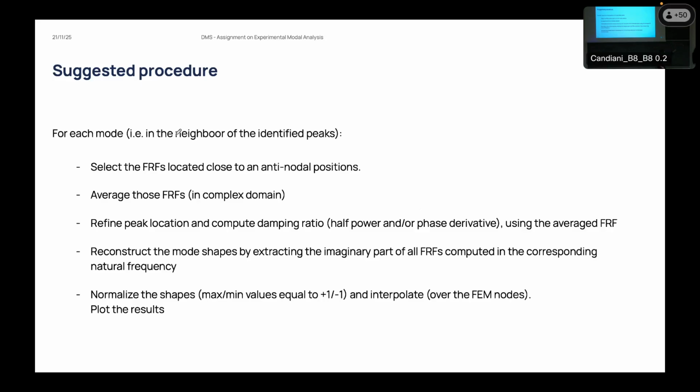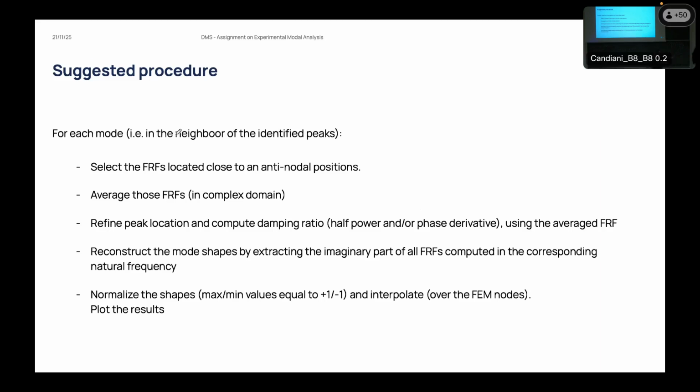I mean, it is located over a node, and then I will have information about the third, and again nothing about the fourth, because the fourth will again have a nodal position in the mid-span. So if I'm looking at the frequency response function of a sensor like this, what I expect to have is something like this.